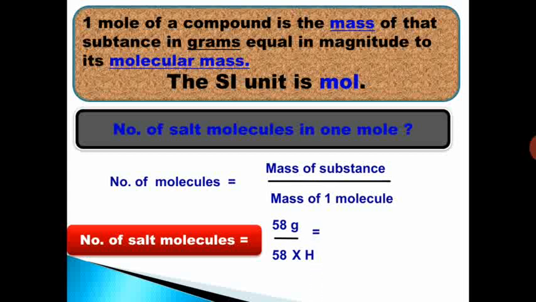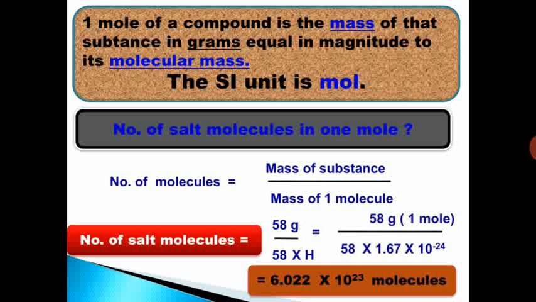So it will become 58 divided by 50 into, now mass of hydrogen atom is equal to the mass of proton. We have learnt it, right? And that is 1.67 into 10 raised to minus 24. And if we calculate it, we'll get the number 6.022 into 10 raised to 23 molecules. Okay, so number of salt molecules in 1 mole, that number is 6.022 into 10 raised to 23 molecules.